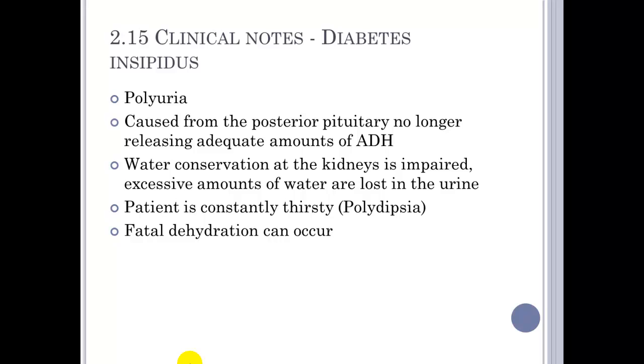Clinical note: this is going to be diabetes insipidus. Diabetes insipidus is caused by the posterior pituitary no longer releasing adequate amounts of antidiuretic hormone. So you have no anti-pee hormone in the body. What this is going to cause is polyuria, which pretty much means many urinations.